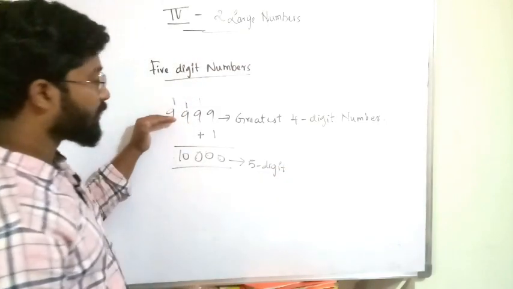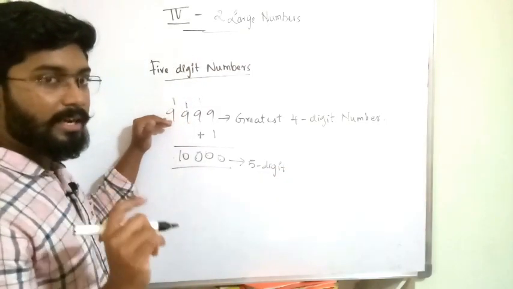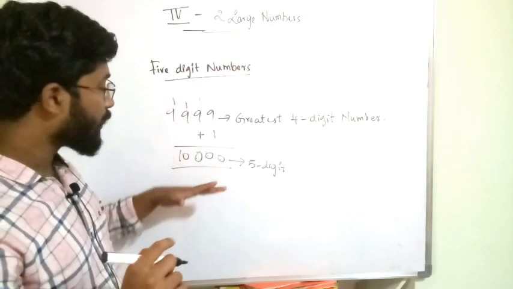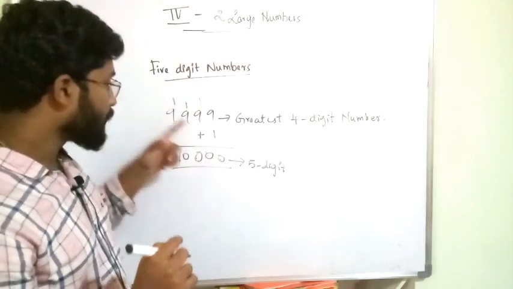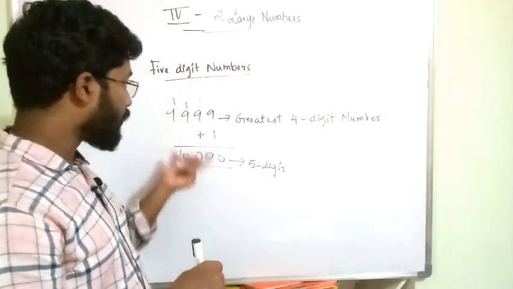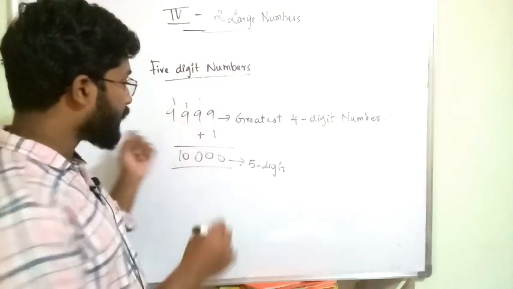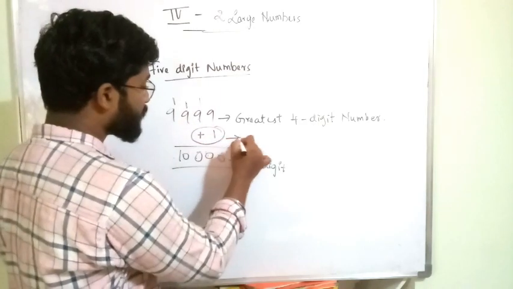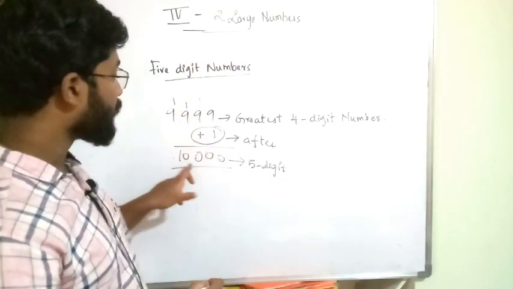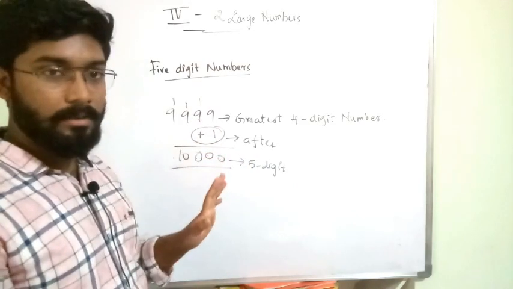So here 4-digit numbers are ending at 9999. After 9999, what will you get? 10,000, no? After means that's why we are adding plus 1. Before means we will do minus 1. So after 9999, we are adding plus 1, which tells us the next number. After 9999, what are you getting? 10,000, which is a 5-digit number, no?